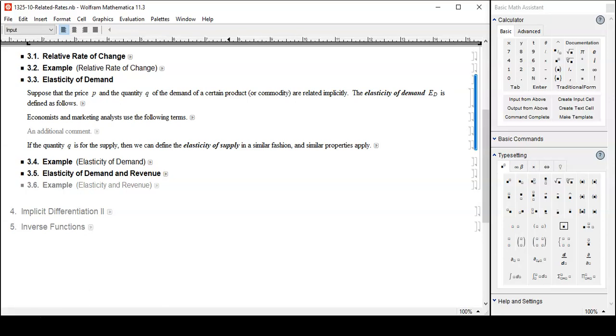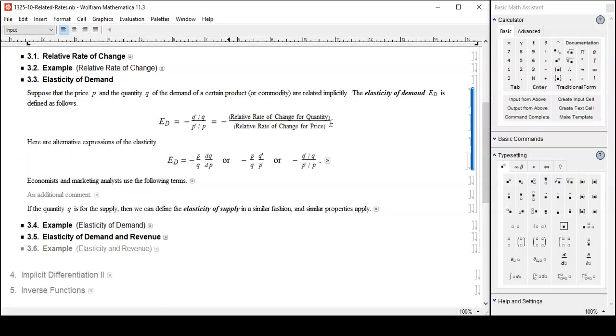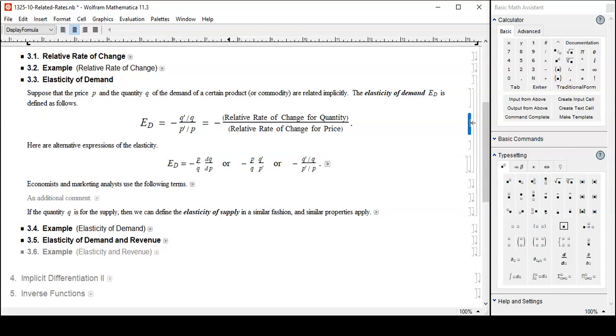Okay, here we go. Suppose that the price P and the quantity Q of the demand of a certain product or commodity are related implicitly. The elasticity of demand is defined as this ratio here. Let me expand the font so that you can read better. The elasticity is defined as the negative of Q prime over Q over P prime over P. That is, the negative of the relative rate of change for quantity over the relative rate of change for price. Here, the quantity is the quantity for the demand.